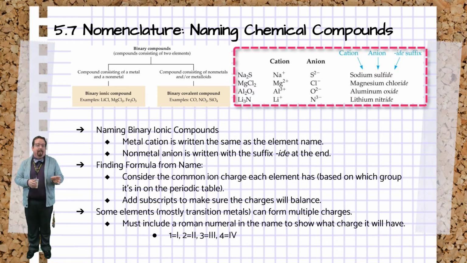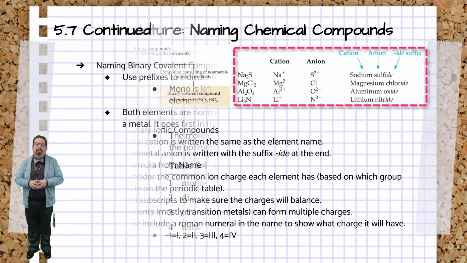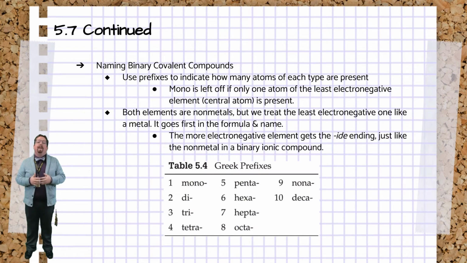Most transition elements are able to form multiple positive ions, so we have to specify which ion we're talking about by writing a Roman numeral next to the name of that ion. For covalent compounds, you follow much of the same procedure, but these atoms do not form ions, so there's no way to predict how many of each atom will be in a molecule. Due to that, we have to use prefixes to indicate how many of each type of atom there is. The Greek prefixes that we use are listed here for you.